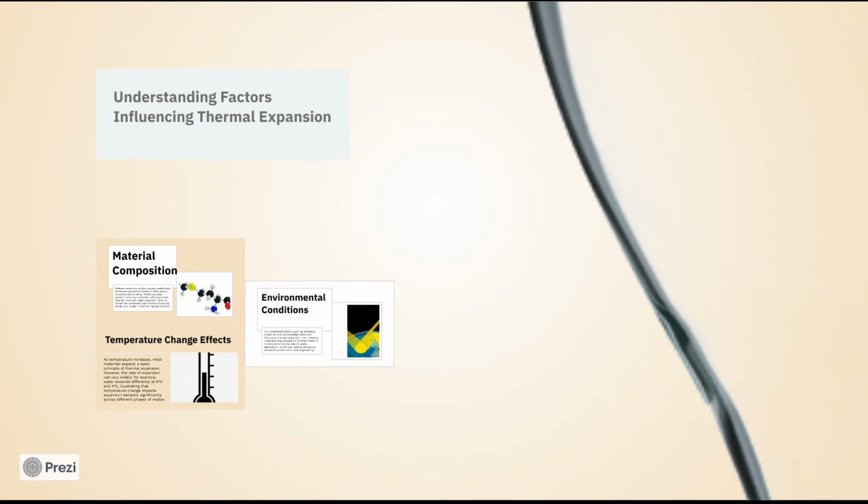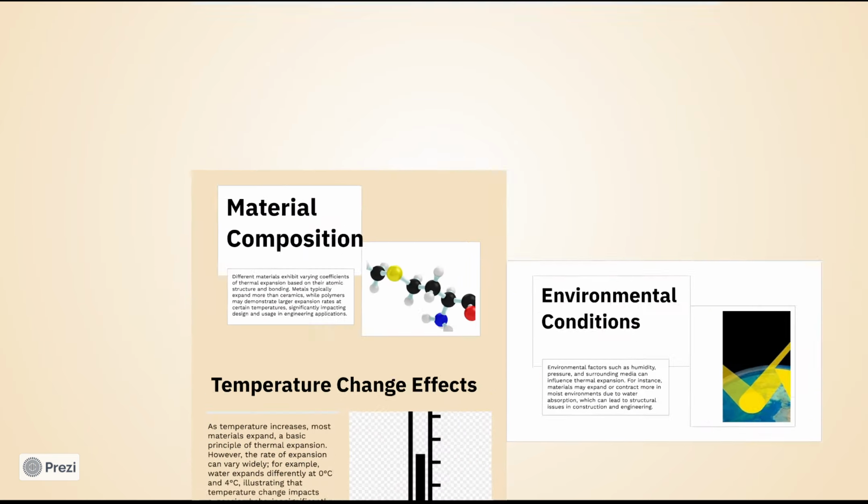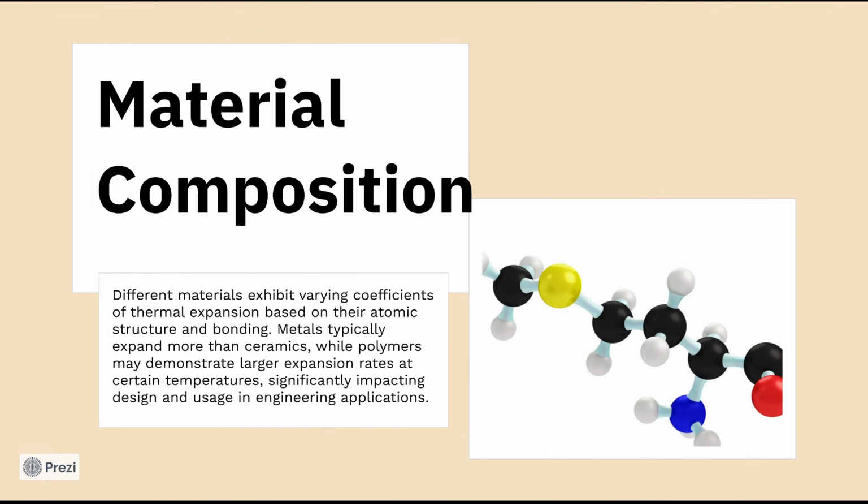Understanding the factors influencing thermal expansion. Material composition. Different materials exhibit varying coefficients of thermal expansion based on their atomic structure and bonding. Metals typically expand more than ceramics, while polymers may demonstrate larger expansion rates at certain temperatures, significantly impacting design and usage in engineering applications.